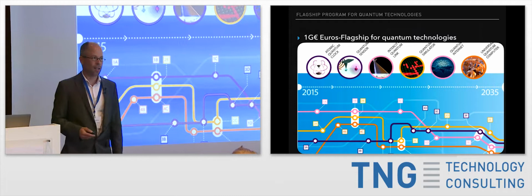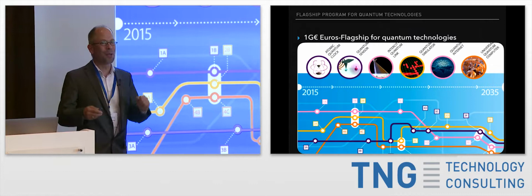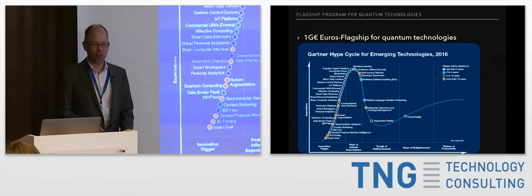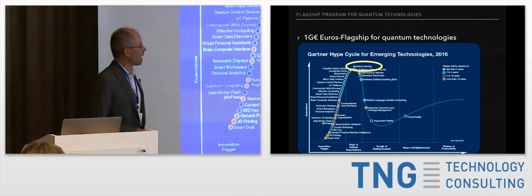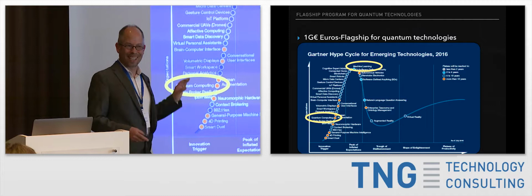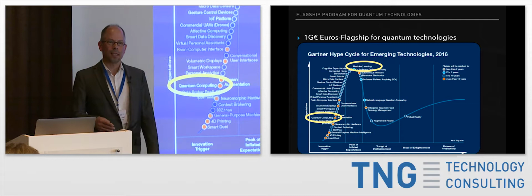In fact, sometimes it's even a bit too much, in the sense that I took this picture here from a similar event where they show the Gartner hype cycle for emerging technologies, where you have the initial enthusiasm and a bit of a meltdown and a kind of stable recovery after that. And you see machine learning is just there according to their assessment. Quantum computing is somewhere there, that's good. So there's a lot of excitement in the field, but one has to be realistic too.